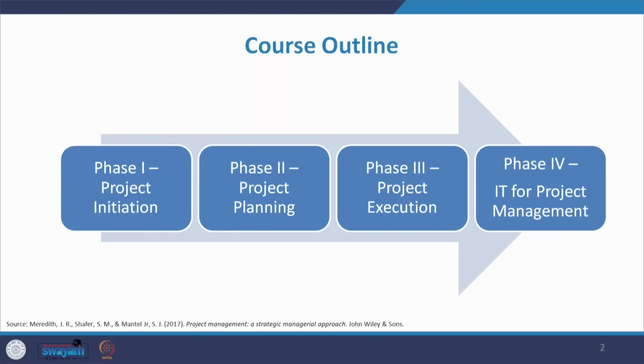The outline of this course is that there are going to be 4 phases. The first phase is project initiation, the second phase is project planning, the third phase is project execution, and the last phase is IT for project management. The first 3 phases will be in sequence: project phase 1, phase 2, phase 3. The last phase is to give some introduction to some software packages for the purpose of executing complicated projects.